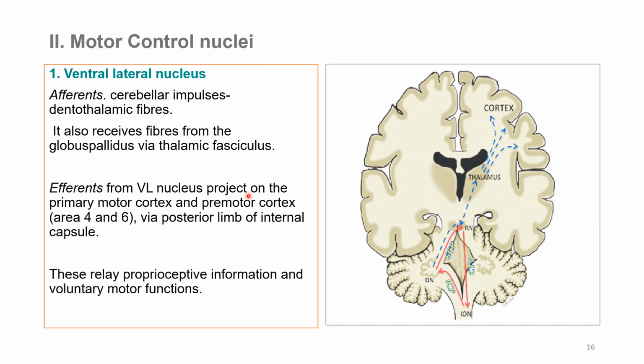Then coming to the motor nuclei. Up to here we completed the sensory nuclei. Now we come to the motor nuclei. The first one is the ventrolateral nucleus. The afferents will come from cerebellar impulses from the dentate nucleus via the dentatothalamic fibers. It also receives fibers from the globus pallidus via the thalamic fasciculus. So afferents come from two sources: the cerebellum via dentatothalamic fibers and the basal ganglia, that is the globus pallidus via the thalamic fasciculus.